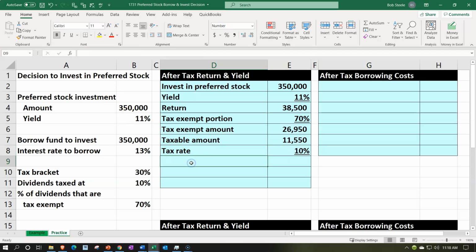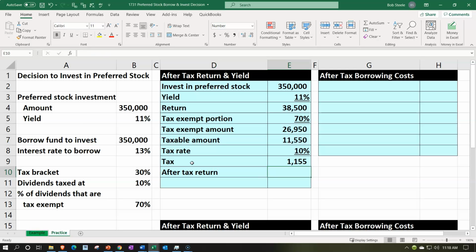That's going to give us the tax, calculating the tax, that being equal to the $11,550 times the 10%, $1,155. And then we're going to have the after-tax yield, after-tax return, let's call it, return.